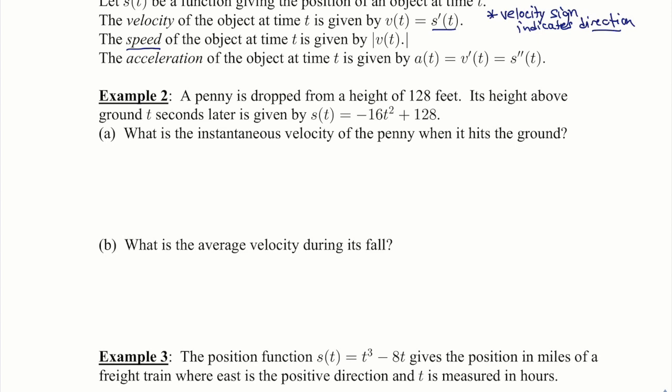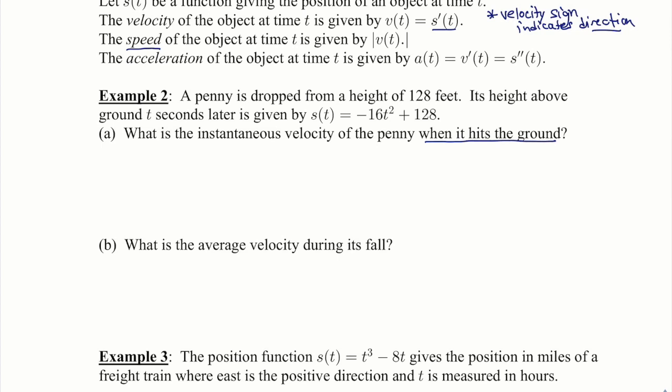So let's take a look at example 2. It says a penny is dropped from a height of 128 feet. Its height above ground t seconds later is given by s of t equals negative 16 t squared plus 128. And question A says, what is the instantaneous velocity? Same as velocity. Anytime someone says velocity, they're implying instantaneous velocity.